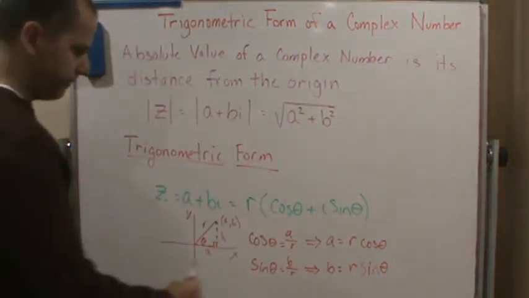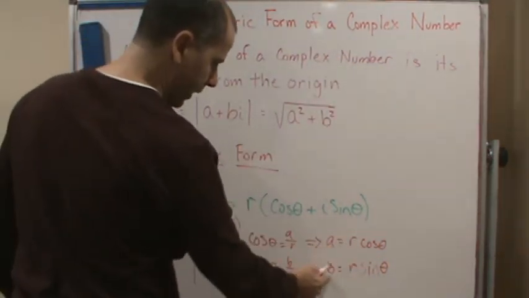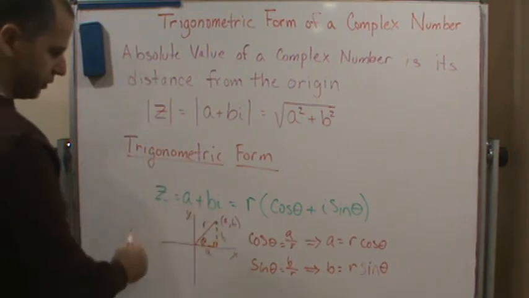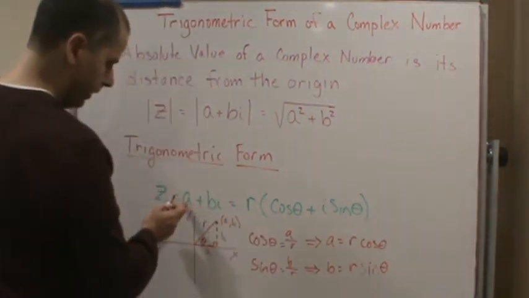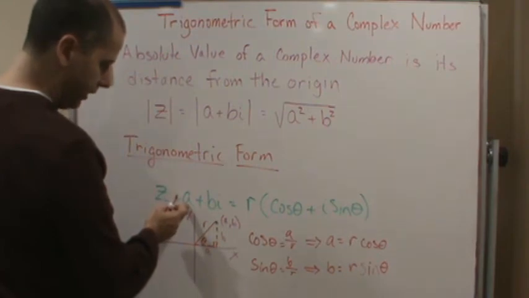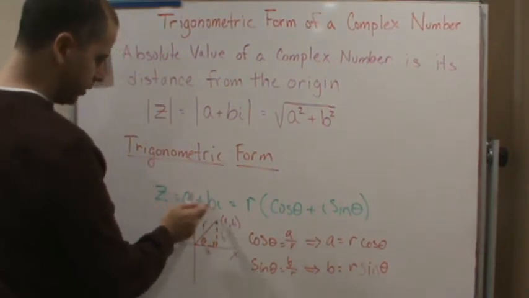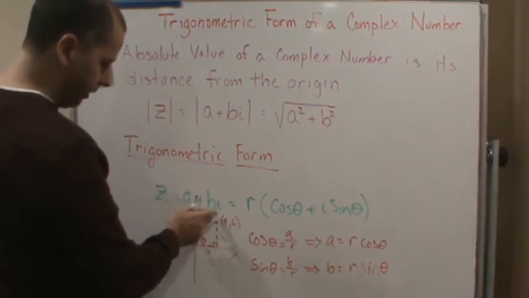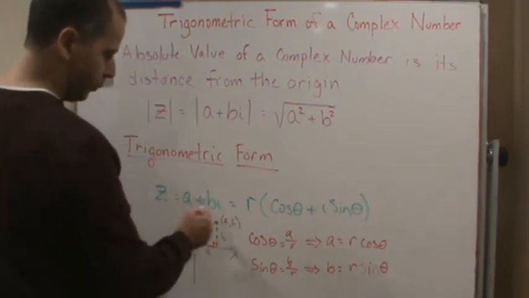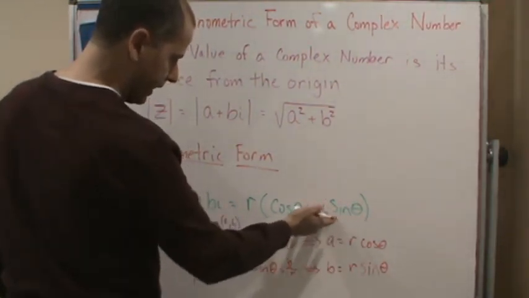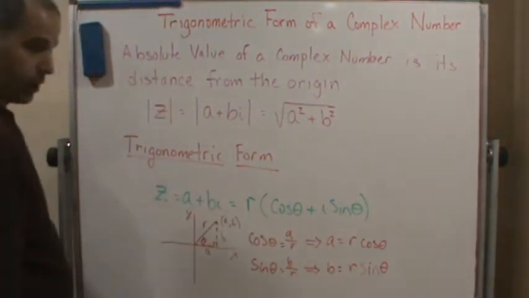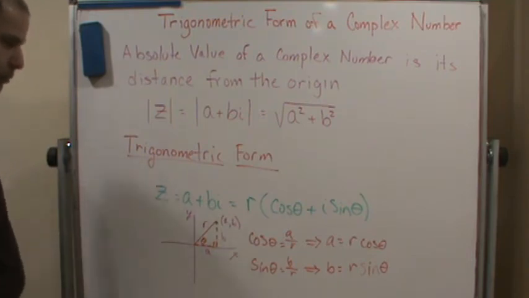Okay, so now I've got what my a equals and what my b equals, and so I just substitute. So I'm going to get r cosine theta here for a, and b is r sine theta. And I've got the i here, and then of course all I have to do is rearrange the i and the sine theta and factor out the r, and I've got the result, and that's it.